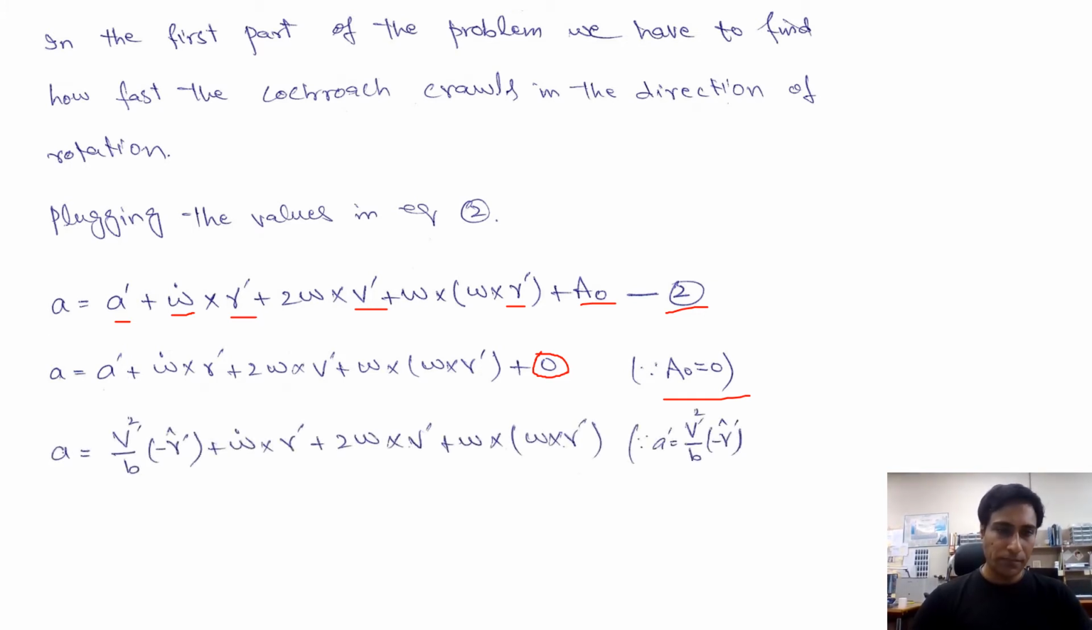Then we will put the value of a dash, which is equal to v dash squared over b times minus r dash unit vector. So here we just replace a dash with its value, and all the remaining terms are the same.